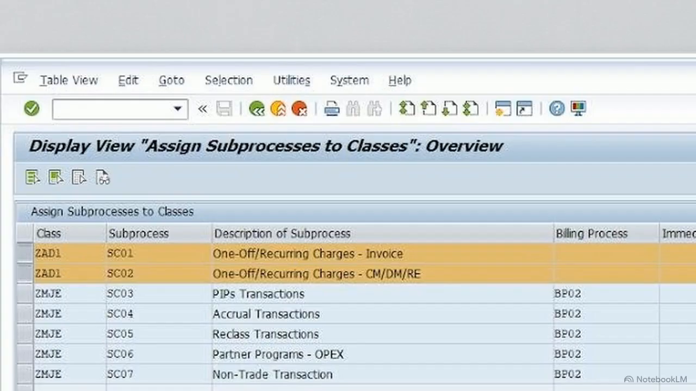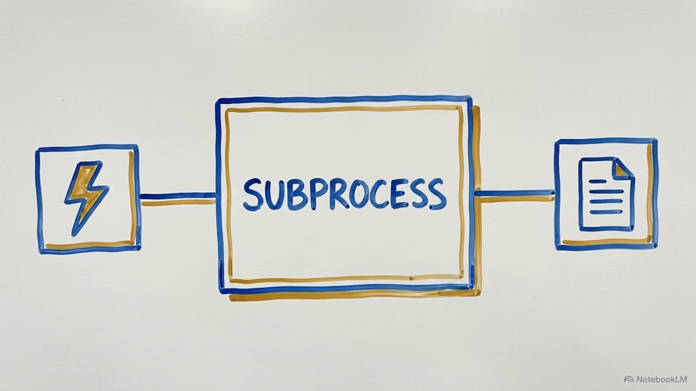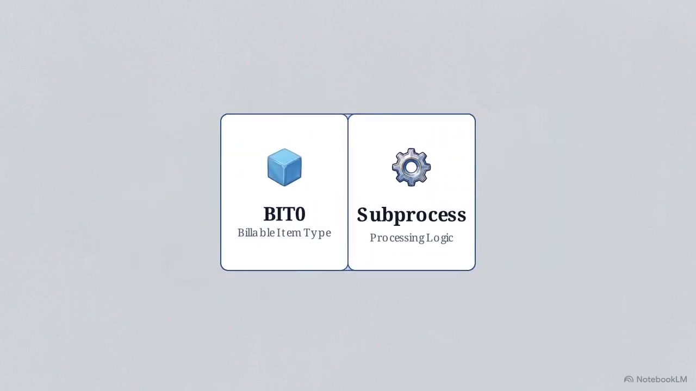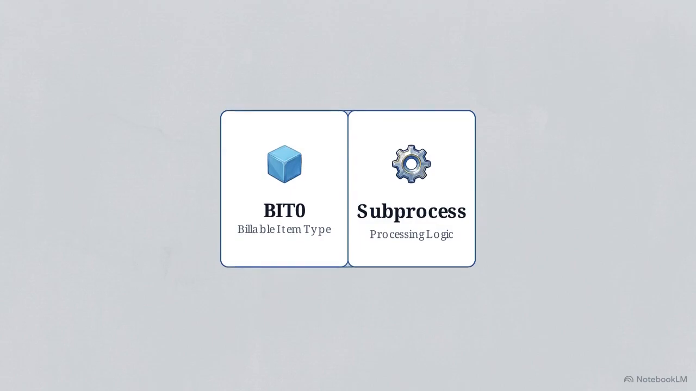Looking at this assignment table view, we need to map our new creation to a billable item class. Assign your subprocess to class TD-##. Next, we tell that subprocess exactly what kind of charges it should expect. Go into your settings and add a new entry, mapping the billable item type BIT0 directly to your new subprocess.